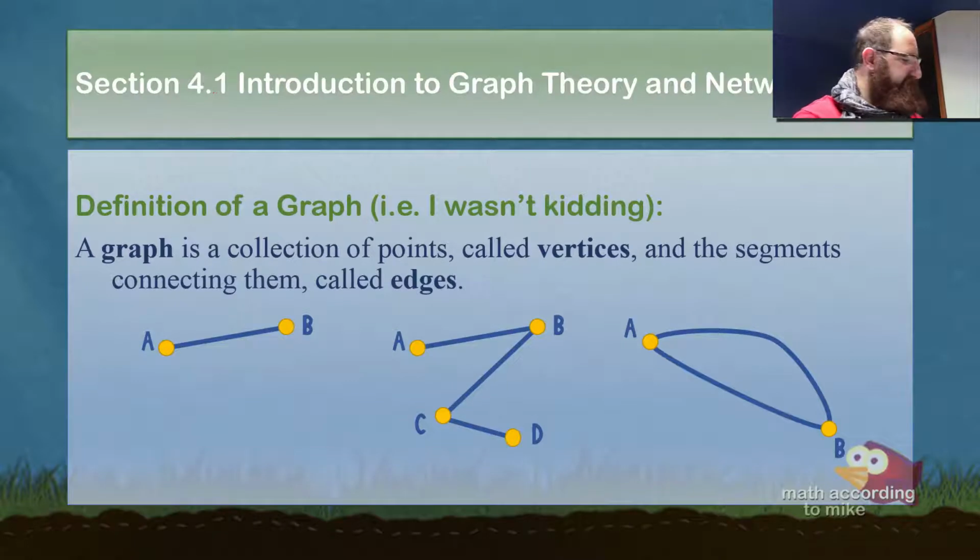So in the very first one, we have the graph that contains the vertices A, B, and there's a straight line segment that connects them. In the second one, we have the vertices A, B, C, D, where A is connected to B, B to C, C to D. And in the third one, notice that we have 2 vertices A and B and 2 edges. And notice the edges need not be straight line segments. They could be curved. All of that is perfectly legal. So these are 3 examples of graphs.